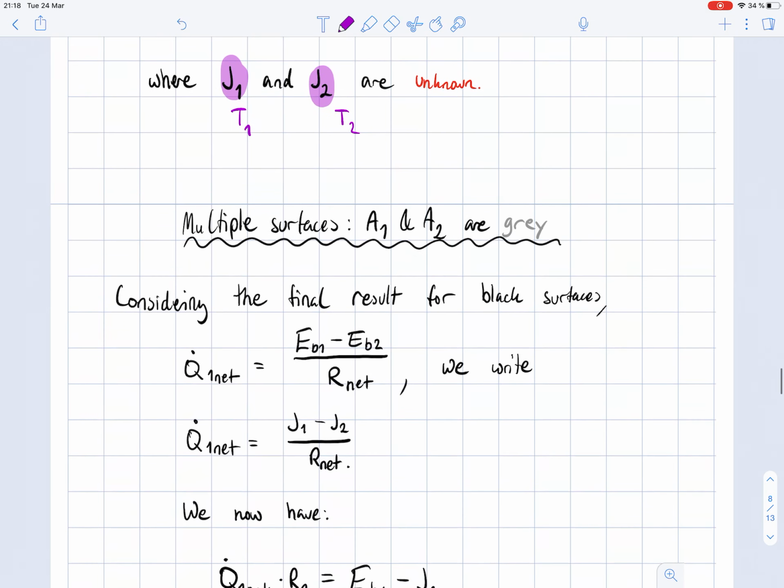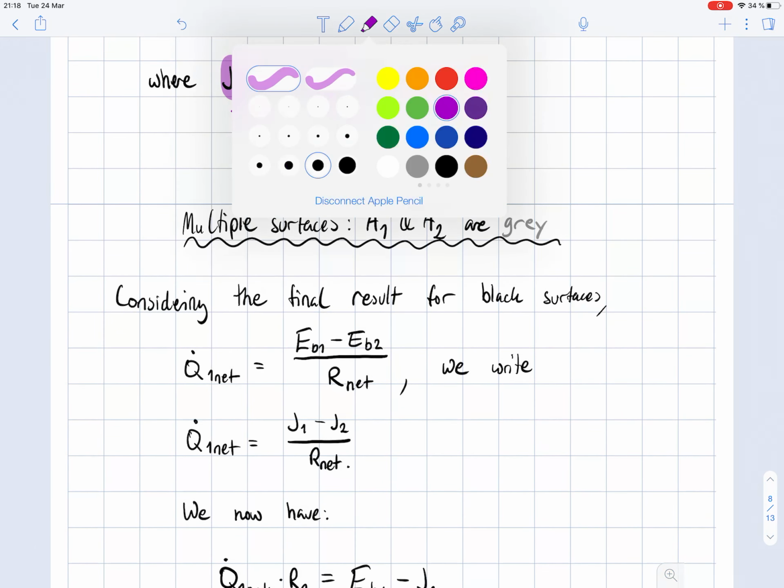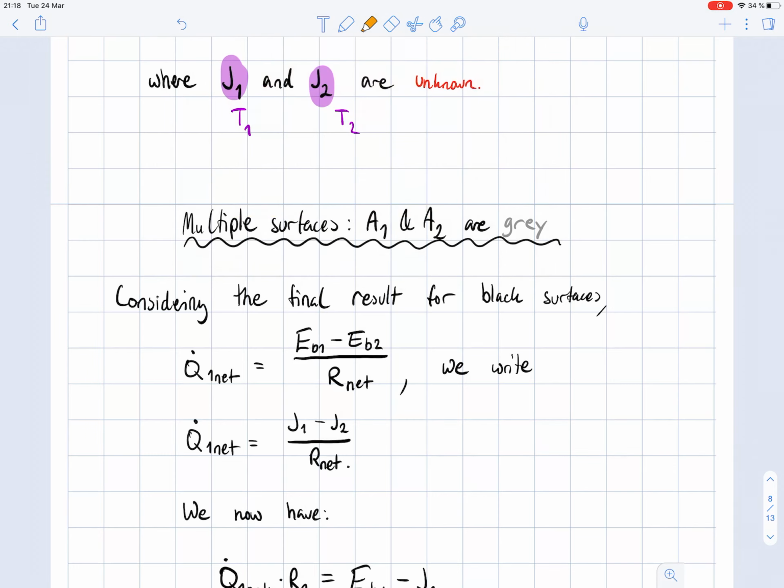If we now look at the final result that we derived for a black surface, we found that the net heat transfer rate could also be expressed as EB1 minus EB2 divided by the net resistance. So inspired by this, we replace the emissive power by the radiosity for a gray surface. So Q1 net is now equal to the difference in J1 and J2 divided by R net for our gray surface.